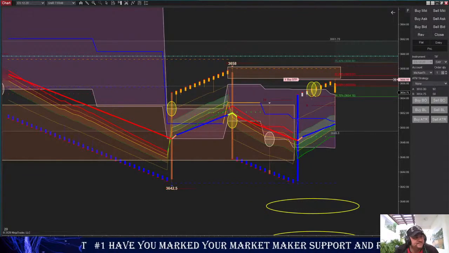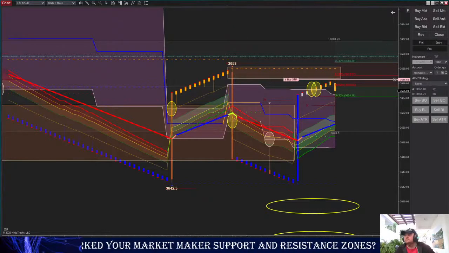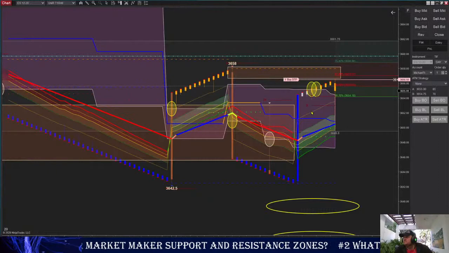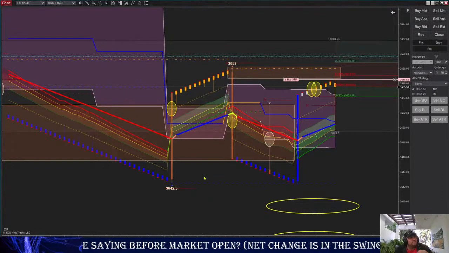I agree. 75,000 contracts. 56.50 to 58, that's a 6-tick move.